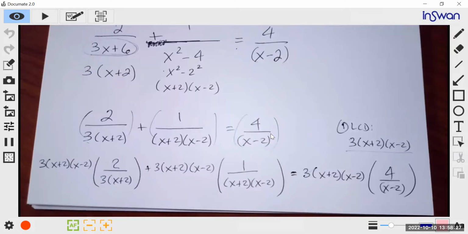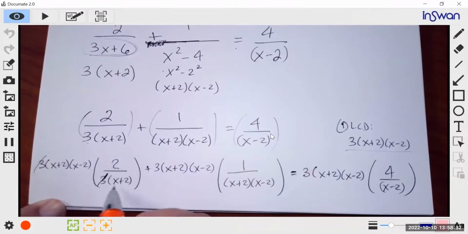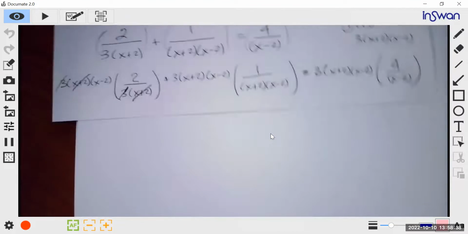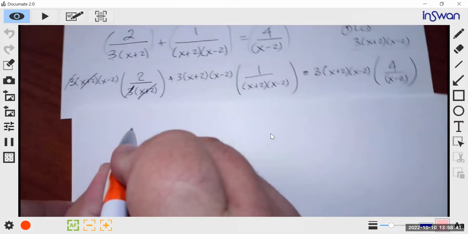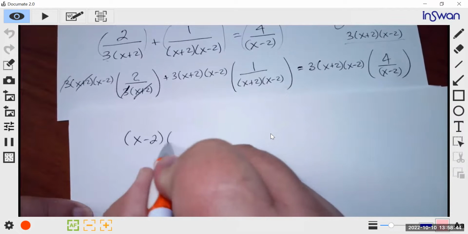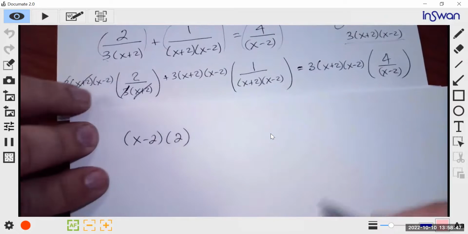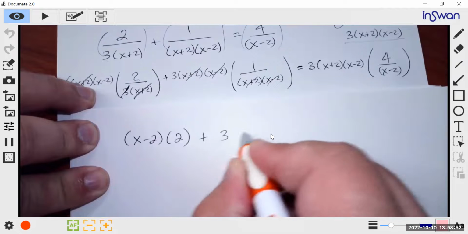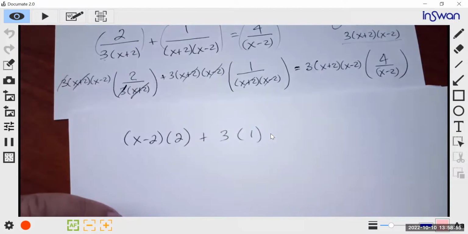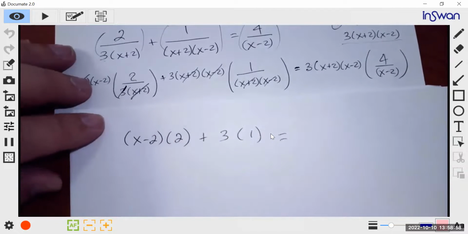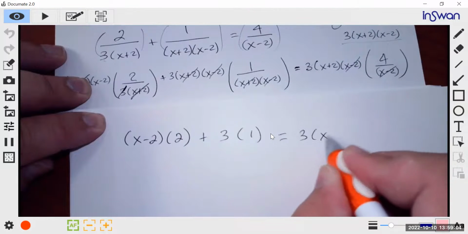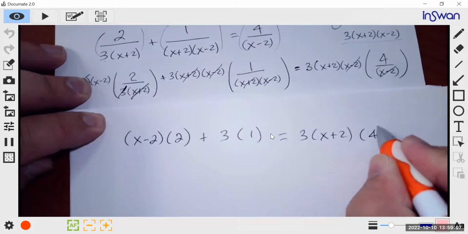Now what do we do? Yeah, simplify. What cancels on this one? The 3 cancels. X plus 2 cancels. What do we have left? We have x minus 2 times 2. X plus 2, x minus 2 cancels. So we have 3 times 1. And then x minus 2 here cancels. 3 x plus 2 times 4.